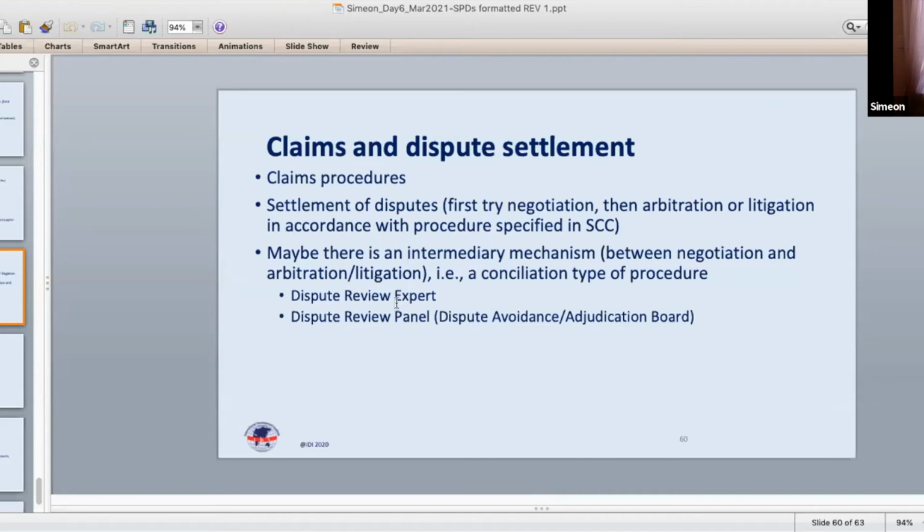So that's why it's still called an amicable process, even though there's a third party involved, because that third party's recommendation does not become binding if one of the parties doesn't accept it. And then it goes either to litigation or to arbitration, depending upon what the dispute settlement provision in the contract provides.